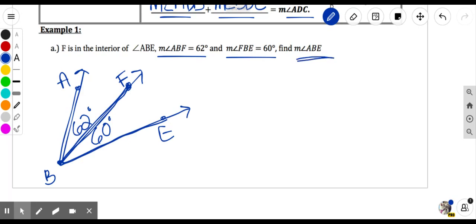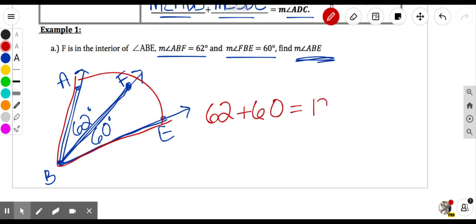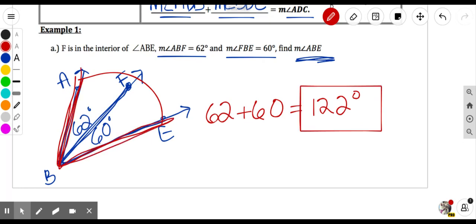So it wants us to find the measure of angle ABE. So that's the whole thing. You would just add those together. So 62 plus 60 would be 122. So obviously I did not draw my picture to scale, and that's okay because this is an acute angle, not an obtuse one, but it's fine. So that's a very basic angle addition problem.